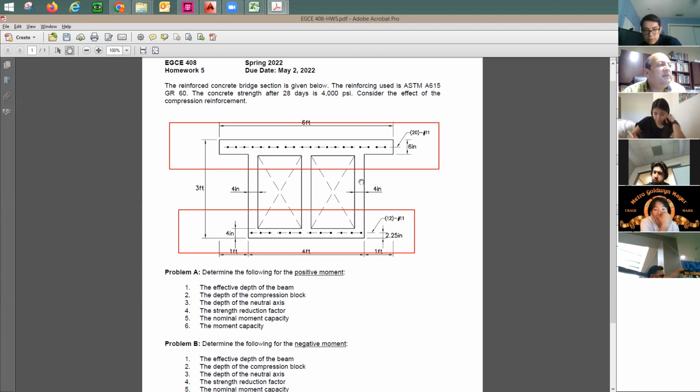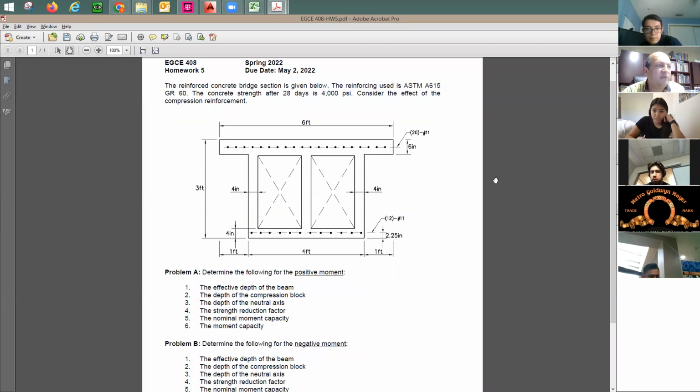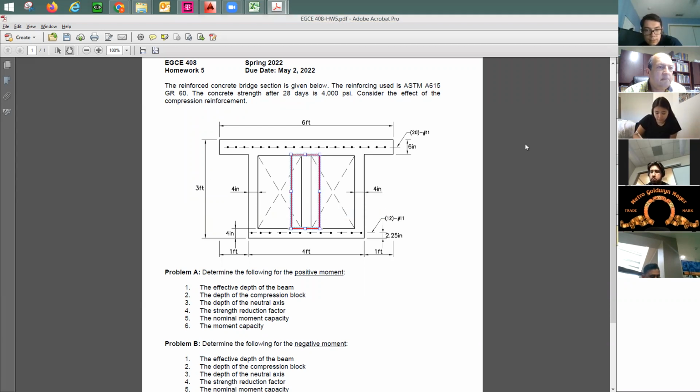How about this web? I have here 3 webs. What should I do about it? Just assume that all of the 3 webs are going to be just like one web, very similar to what you have done before. Just add it together. It's going to be like this, with a width of how much? 12 inches. Just one piece.